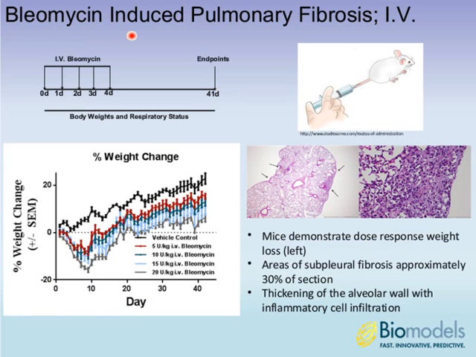So first, our IV-induced pulmonary fibrosis model. Mice will get IV doses of bleomycin at days 0, 1, 2, 3, and 4. The endpoints in this model are on day 41. And generally, we'll follow body weights and respiratory status throughout the study. On the bottom left, you can see some of the weight changes in these animals. And you can see this model results in significant weight loss that is generally dose-dependent.